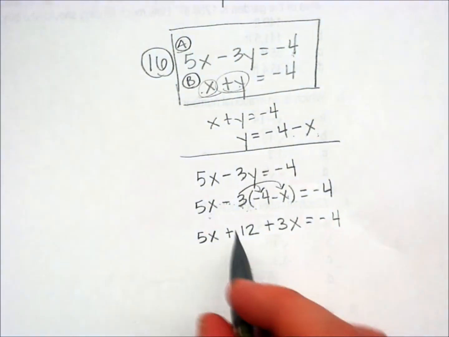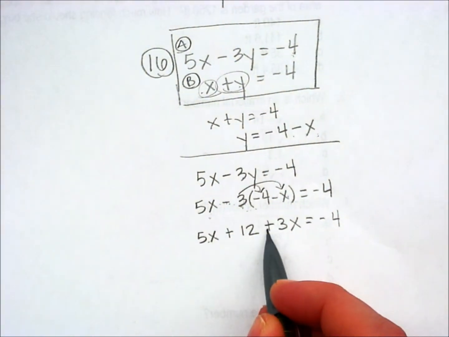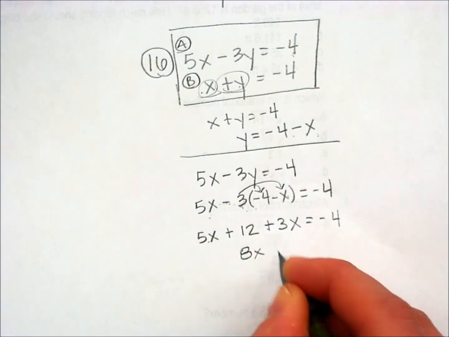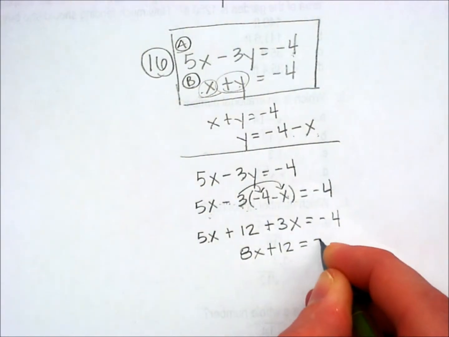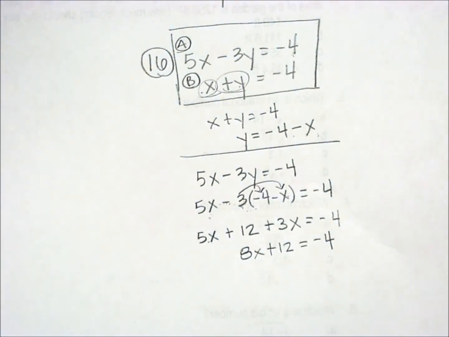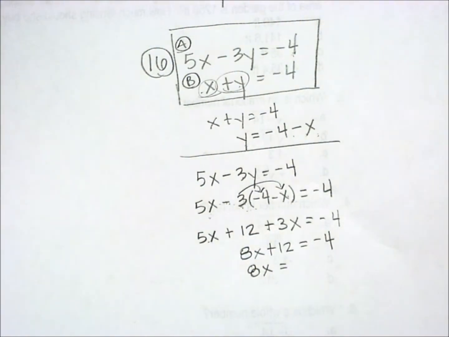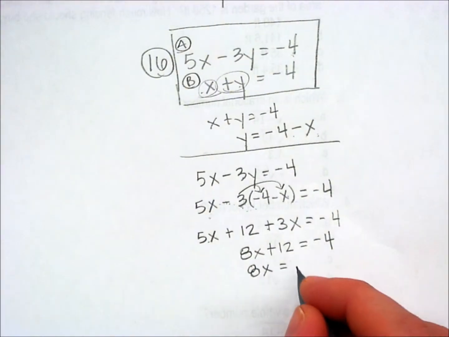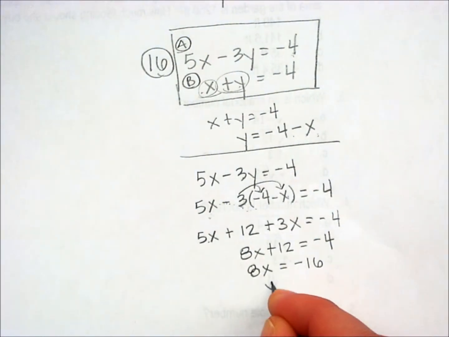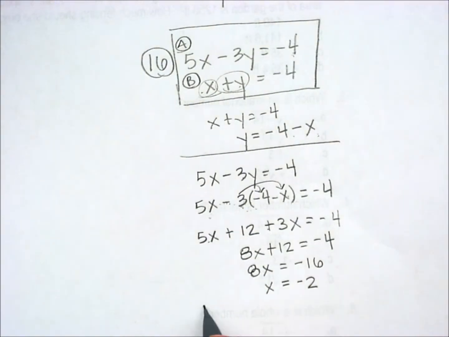Now you can combine your like terms. 5x plus 3x is 8x. Bring down the plus 12 equals negative 4. Now you can solve for x. So I'm going to subtract 12 on both sides. Negative 4 minus 12 should give me negative 16. So x will be negative 2.